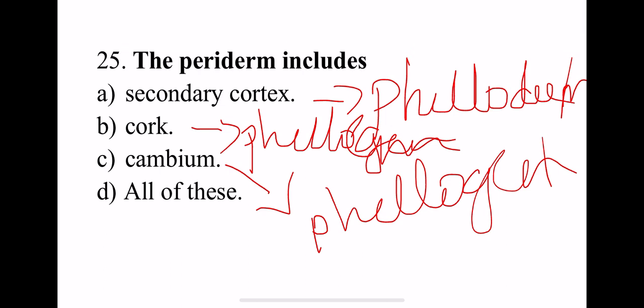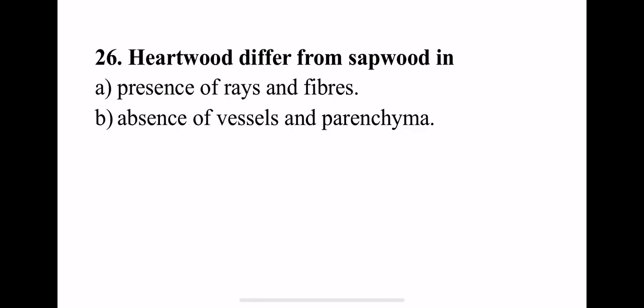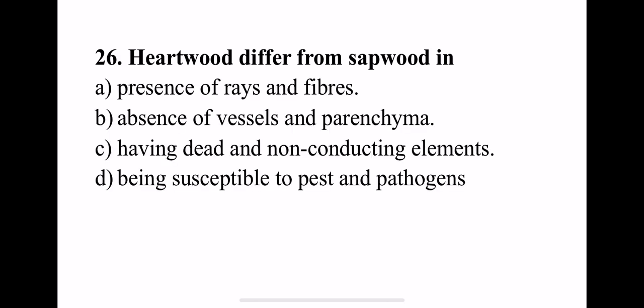The next is how heartwood differs from sapwood. Heartwood differs in the presence of rays and fibers, absence of vessels, and parenchyma having dead and non-conducting elements. Option C is the correct answer. Heartwood is not susceptible to pests; it has resistance to pests and pathogens, so option D is wrong.